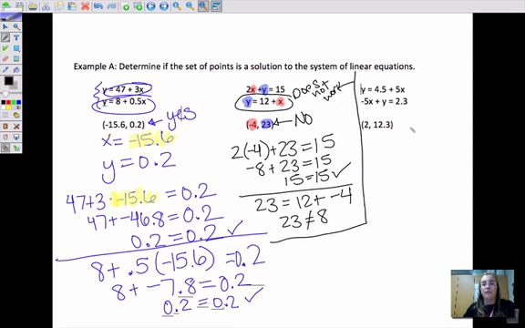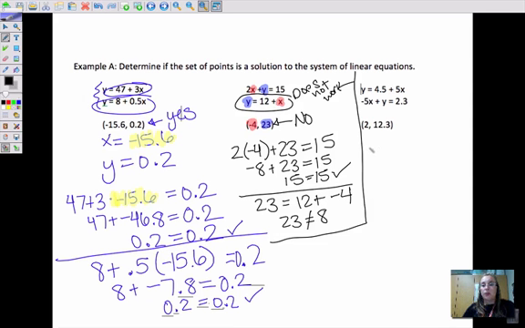Okay, so let's do one more here to see if we're on the right track. If you want to try it first, why don't you try it? Pause the video, try out the problem, see if you think it's a solution or not. Then when you're ready, press play, and I'm going to go through whether it's a solution or not, and you can check to see if you're on the right track. So go ahead and pause it, try the problem, press play when you're ready.